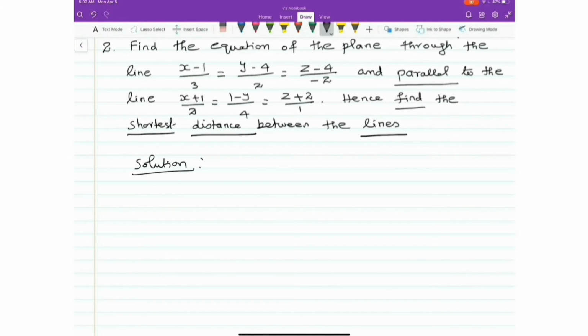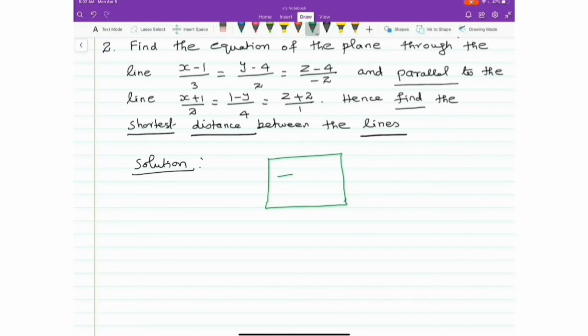If you look at the sum, you have to find the equation of the plane. And the equations of the lines are given in Cartesian form. So we can always find out the equation of the plane in Cartesian form. To get the equation of the plane, what are the conditions given to you? That plane is passing through this line. Also, it is parallel to (x plus 1)/2 is equal to (1 minus y)/4 is equal to (z plus 2)/1. Now, just see this rough diagram. You have to find the equation of this plane.